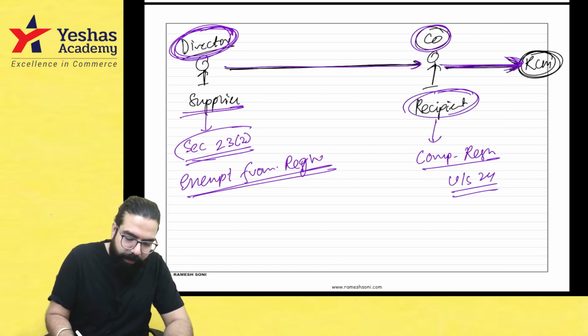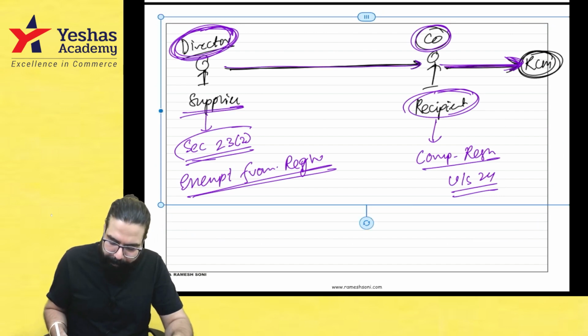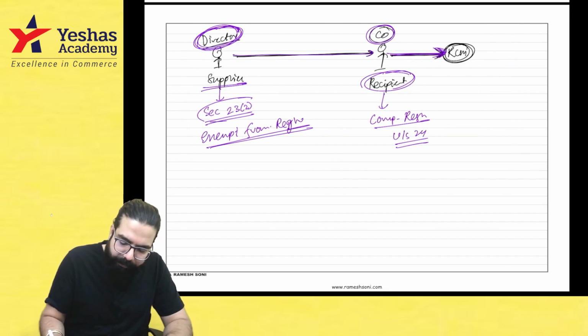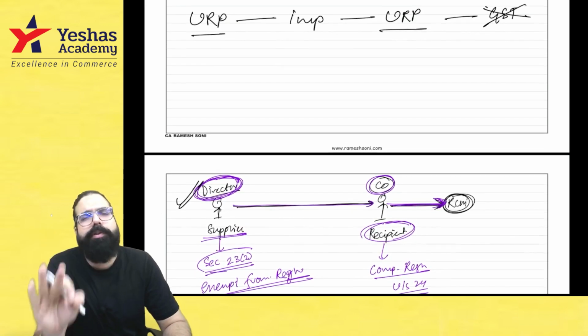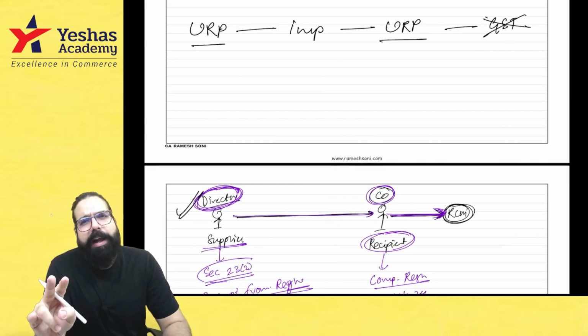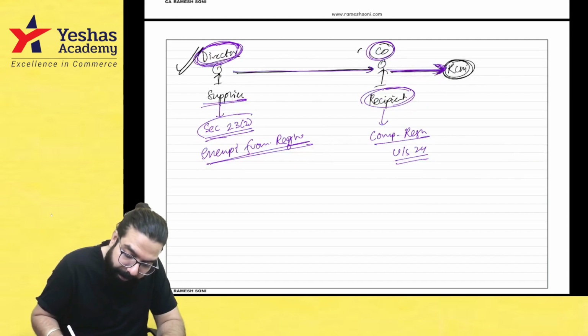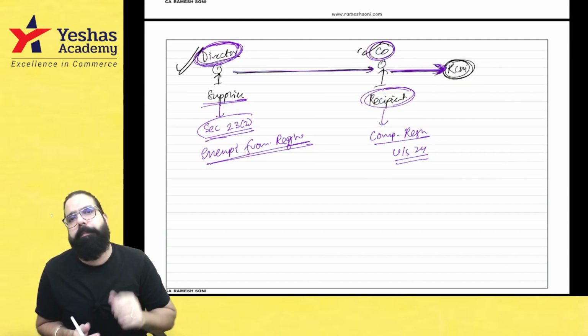Now here, one small point has been introduced. Listen carefully. I hope you remember that even if the director's turnover crosses 20 lakh rupees or 10 lakh, he will not take registration. Why? Because the recipient has to always pay GST under RCM. But this is not applicable in case of metal scrap.